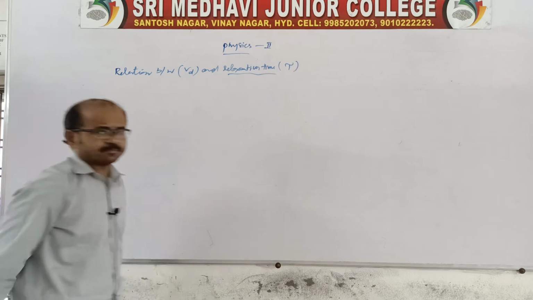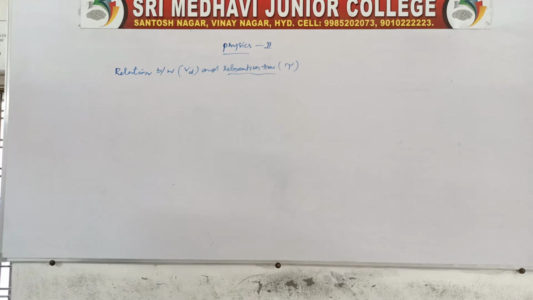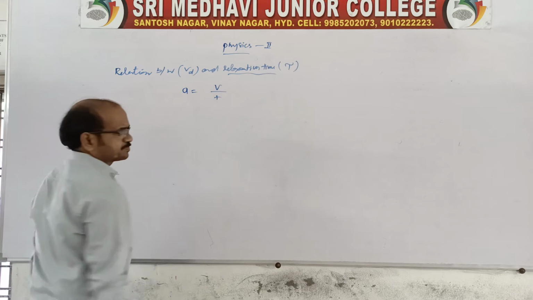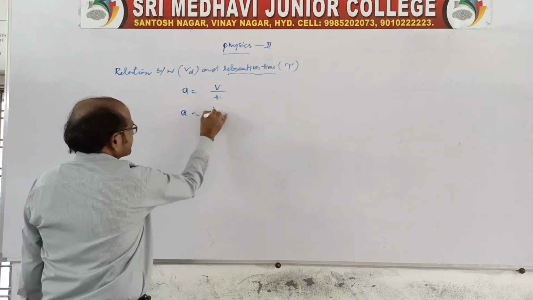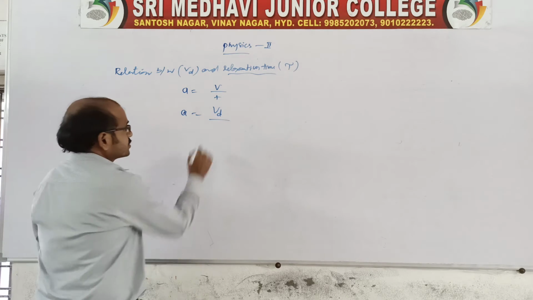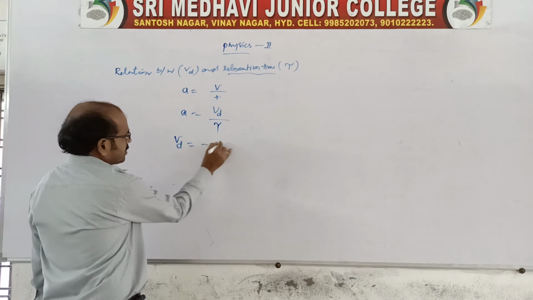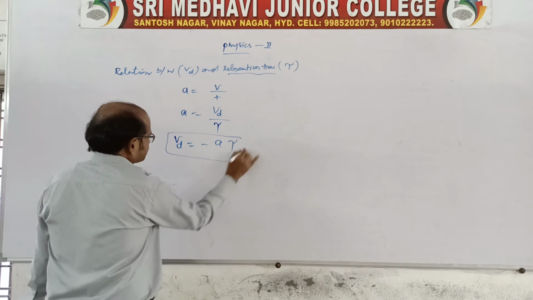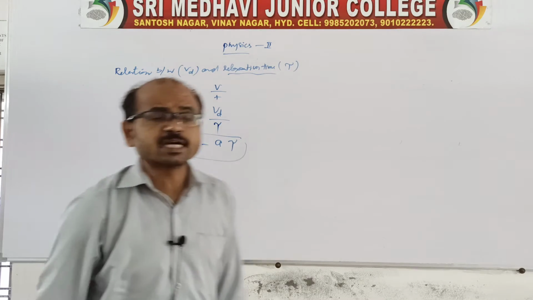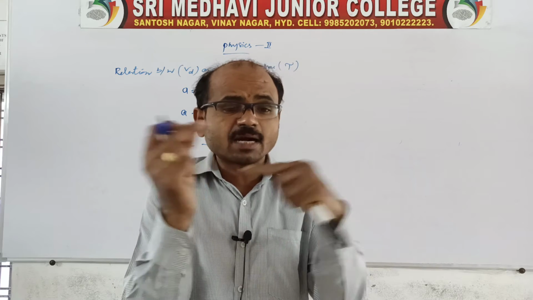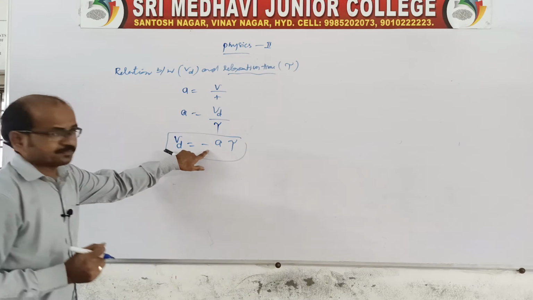Tau is nothing but a time. So what is the relation between relaxation time and drift speed? In general, we know acceleration a is equal to velocity by time. Instead of this velocity, you say drift, and relaxation time is tau. So Vd is equal to minus a into tau. Sir, why minus? Because the electrons are moving opposite, no? The charged particles are accelerating opposite to each other. That's why you say negative here.